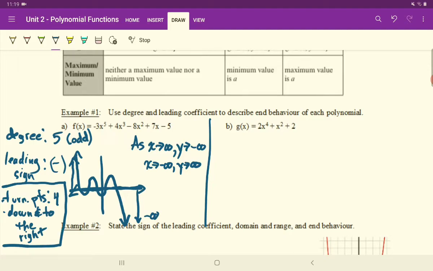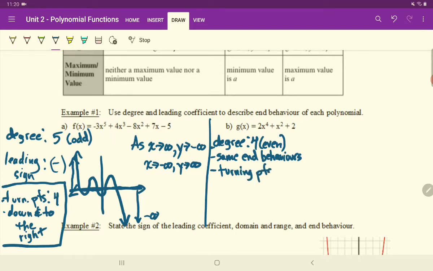Okay. Next example, let's try the same thing. So I know that the degree is 4. Let's try to be a little bit more organized. Degree of 4, which is even, which means that it's going to have the same end behaviors. The two arrows are going to be pointing in the same direction. So same end behaviors. Okay. Turning points, since it's a degree of 4, we'll have 3 turning points.